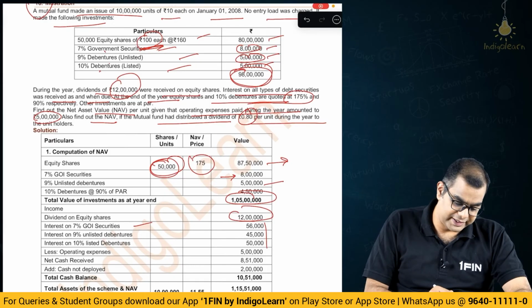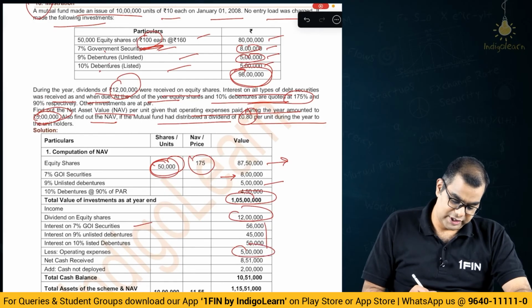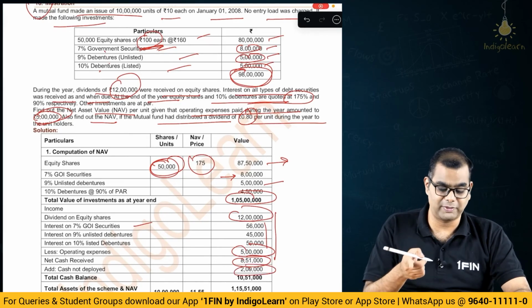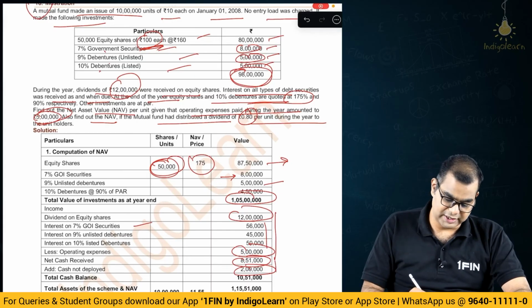Then you also have operating expenses. What are the operating expenses? Operating expenses paid during the year is 50,000. So you subtract that 50,000. So the net cash received from all these activities is 8,51,000. To this 8,51,000 add the cash originally raised and not deployed. 1 crore you raised and you deployed only 98 lakhs, so 2 lakhs. So your net cash increase is 10,51,000.